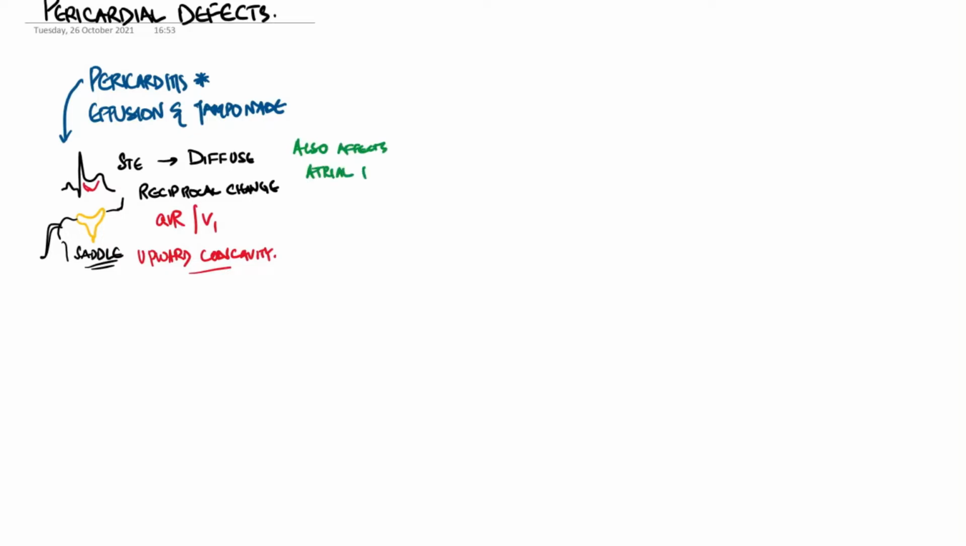The next thing is that pericarditis not only affects the ventricular phase, it also affects the atrial repolarization, which is the PR segment on an ECG. As a result, what tends to happen is that the PR segment is depressed on an ECG. This PR segment depression is going to be PR segment elevation on lead aVR because it's just looking at it from the opposite side.